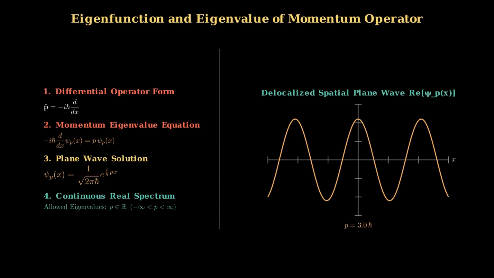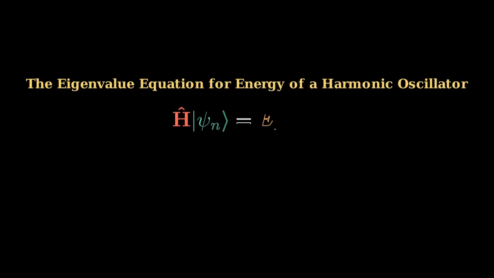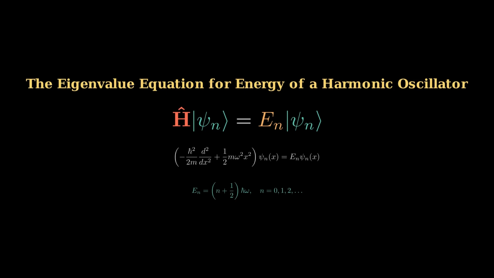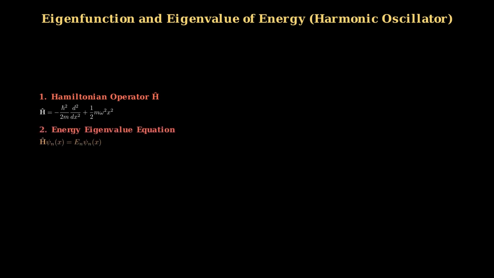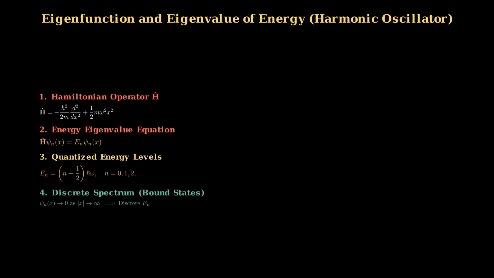The eigenvalue equation for energy of a harmonic oscillator. To measure the energy of a quantum harmonic oscillator, we use the Hamiltonian operator, H hat, which combines kinetic and potential energy, minus h bar squared over 2m, times the second derivative with respect to x, plus 1/2 m omega squared x squared. Operating with H hat on an energy eigenstate psi sub n of x gives us the energy eigenvalue equation. H hat operating on psi sub n equals E sub n times psi sub n of x.